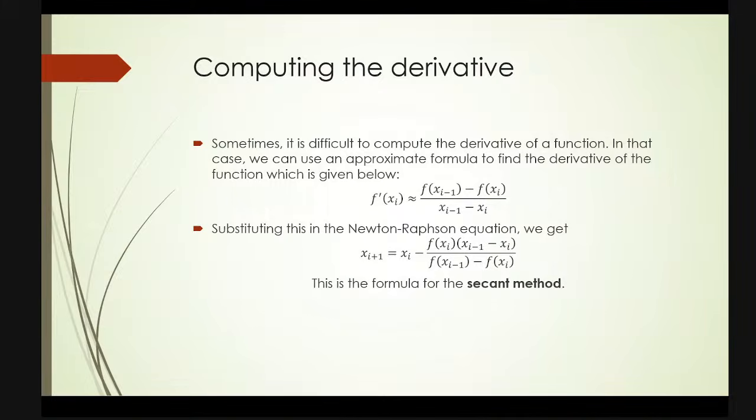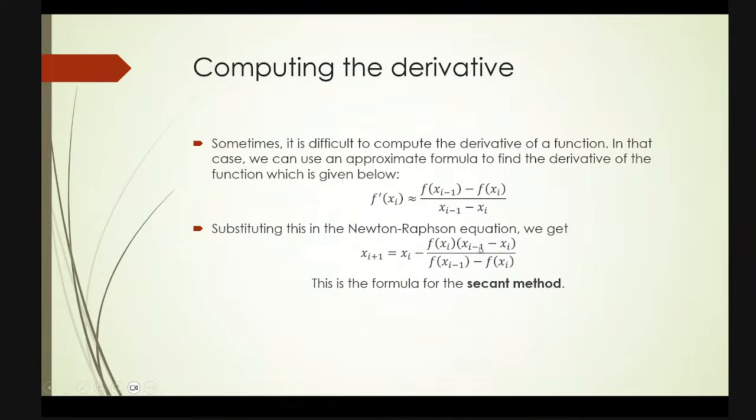f'(xi) is approximately equal to (f(xi-1) minus f(xi)) divided by (xi-1 minus xi). Again, we substitute this approximate value of the derivative in the Newton-Raphson equation and we get this modified equation: xi+1 equals xi minus f(xi) multiplied by (xi-1 minus xi) divided by (f(xi-1) minus f(xi)).